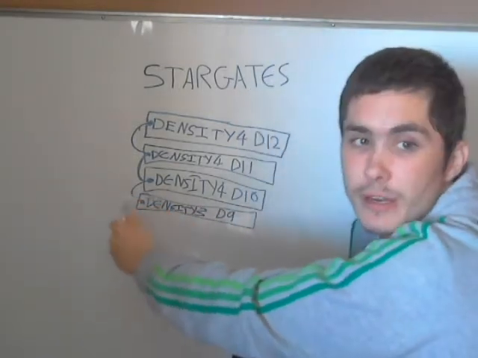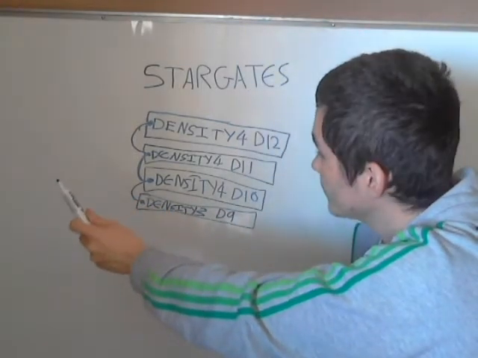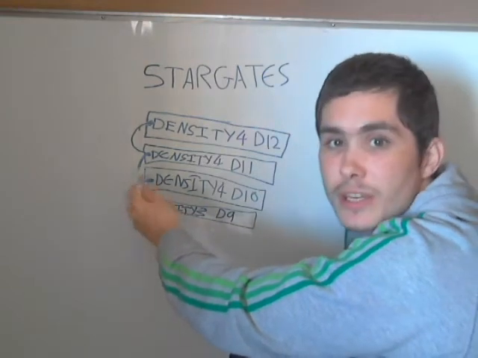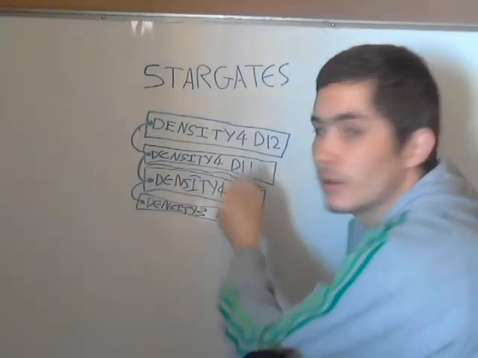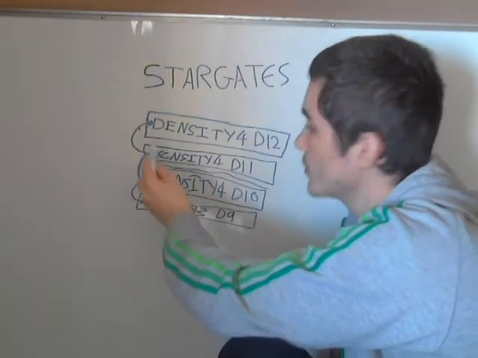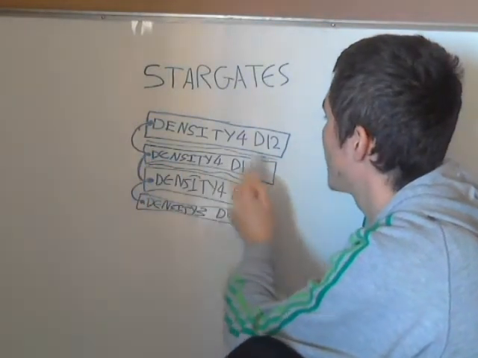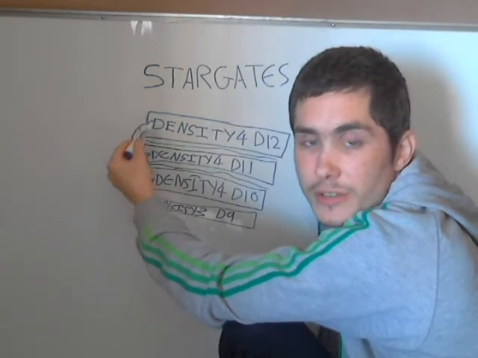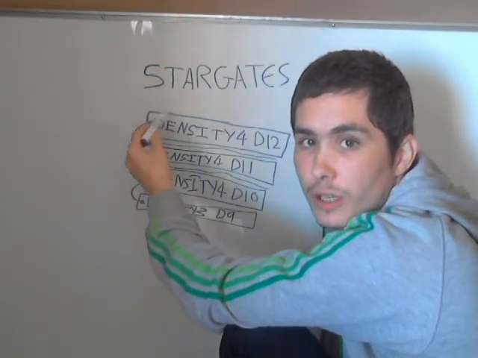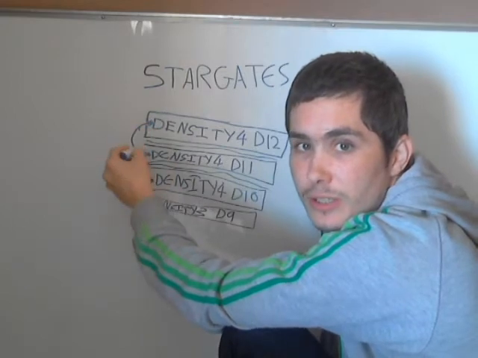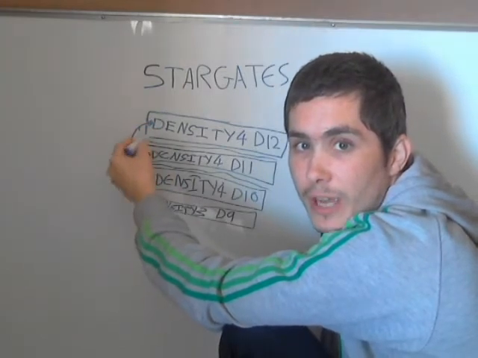This is density 3, dimension 9. In between each dimension is a zone. What you could call a void between each dimension. And what these Stargates do is they bypass that void, and it goes directly into the other dimension.